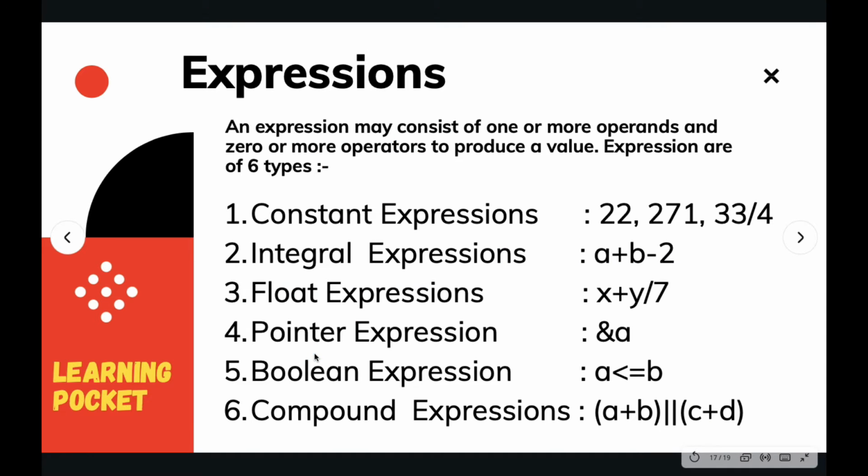An expression may consist of one or more operands and zero or more operators to produce a value, and expressions are of six types. So basically an expression is a combination of operators and operands that we have already typed down before while calculating values, or while typing down basic mathematical expressions, you can say.